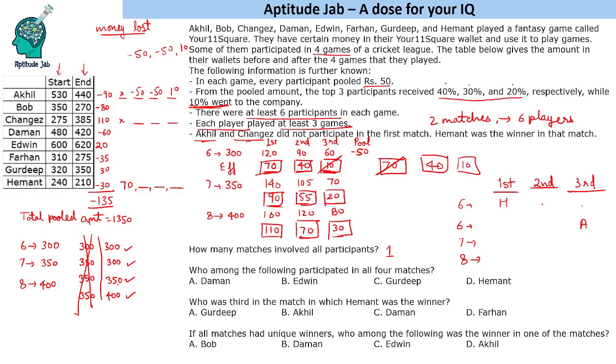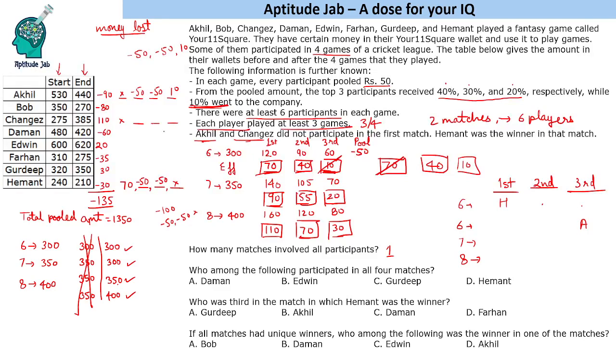Now Hemant made a loss of minus 30. Now 70 has already gained, so he has to lose 100 in 3 matches. The only way he can do this is minus 50 and minus 50, and not play one of the matches, because a person can play 3 or 4 matches, at least 3 games. So he did not play one of the games, and lost 50 in the other 2 matches. Okay, this is done for Hemant also.